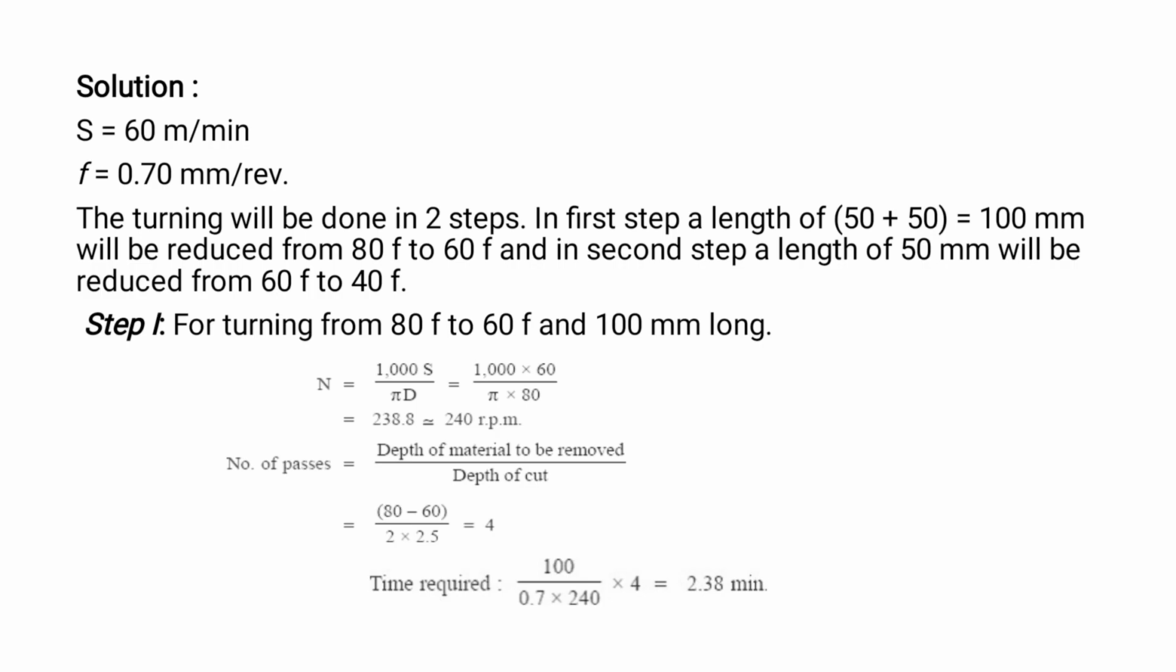N is equal to 1000 S by pi D. The value will be 240 rpm. The number of passes taken for the cut is equal to the depth of material to be removed divided by the depth of cut. The time required is equal to 2.38 minutes.